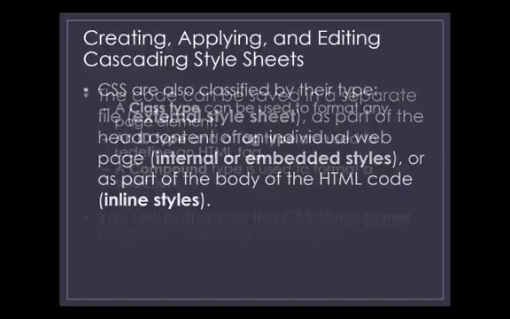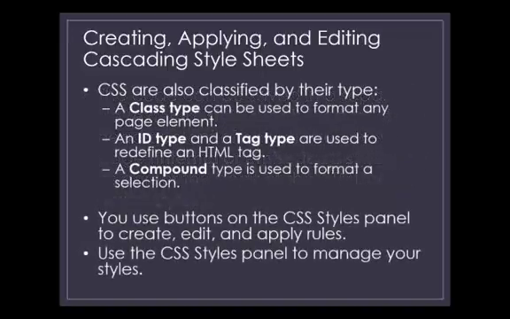External CSS is saved as a file with the .css extension, and it's stored in the website's directory structure, usually in your root folder. You want to make sure that the external style sheet is linked to any page that you want that style sheet to apply to. External style sheets are the preferred method for creating and using styles.